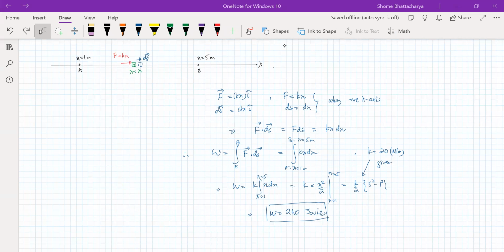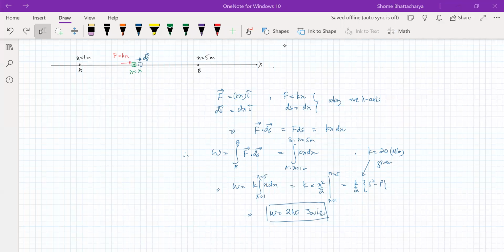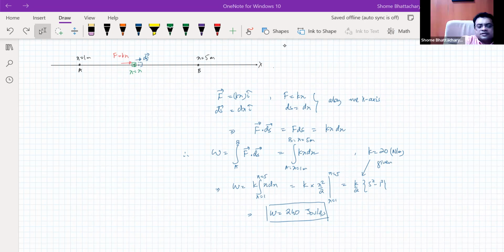So it is correct to say that the displacement is 4 i cap. But what will I do with the displacement? I cannot use the formula F dot s over here, because the force is not constant. I have to use the proper integration. So that's why we cannot directly write the displacement as 4 i cap and take the dot product here. We have to do the integration. It's not to do with the displacement being 4 i cap, it's to do with the fact that the force is variable.